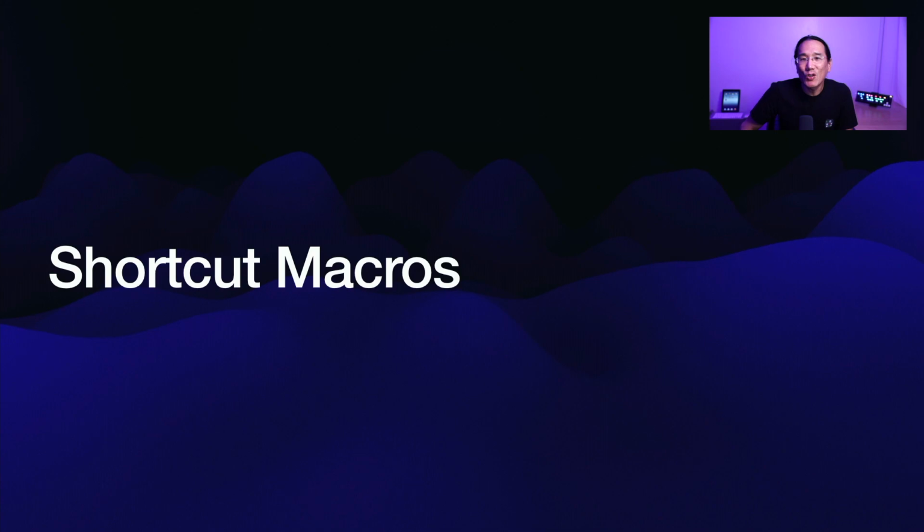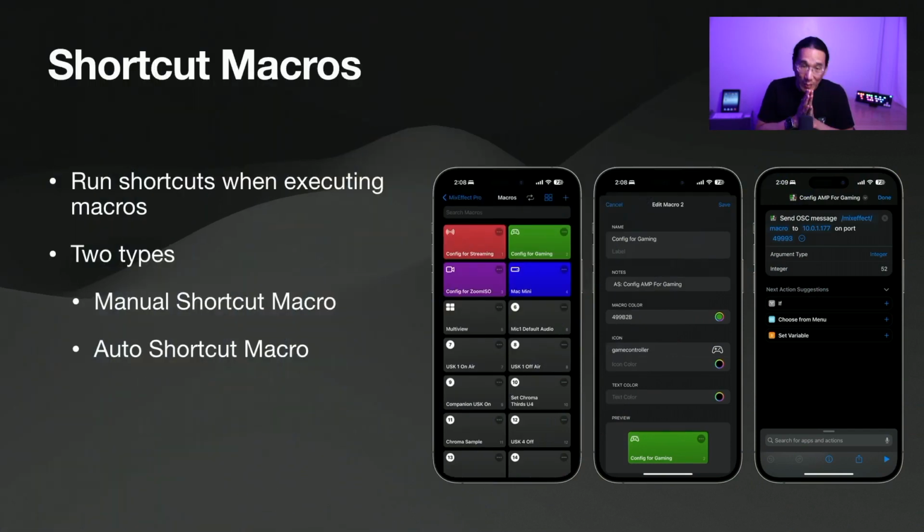So what's next is shortcut macros. This is a really exciting addition to MixEffect. So what are shortcut macros? Basically, you can run iOS or macOS shortcuts when you run an ATEM macro. There's two types of shortcut macros: a manual shortcut macro and an auto shortcut macro. So what's the difference between the two?